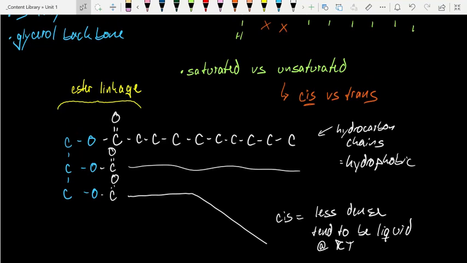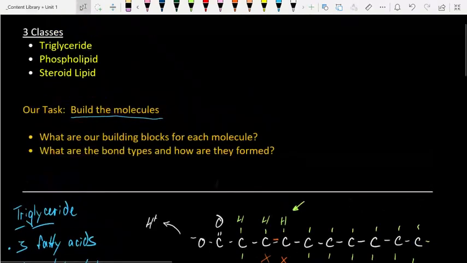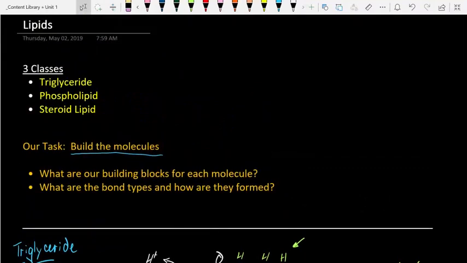This is going to be the same glycerol backbone, three fatty acid tails, and then understanding a fatty acid could be cis or trans, and that's going to be saturated versus unsaturated. All of that stuff that we reviewed contributes to our understanding of how these fats behave. And so we built the molecules. We understand the bond types, we understand how they're formed, and most importantly, we understand behaviors and the important roles that these three classes of lipids play in our body.